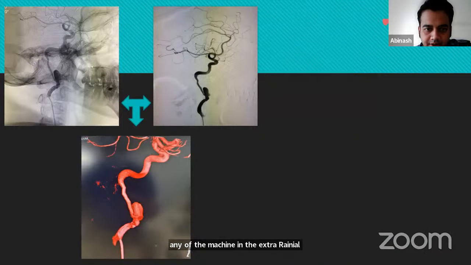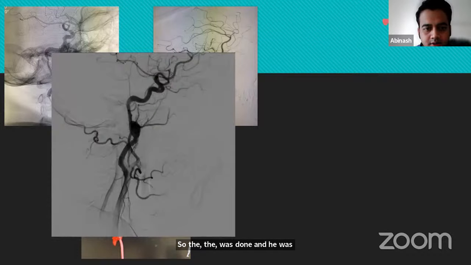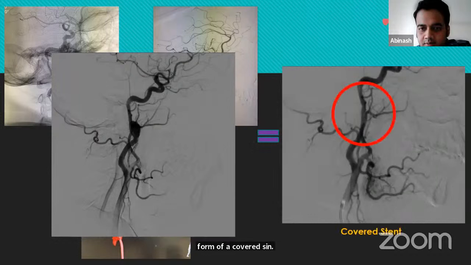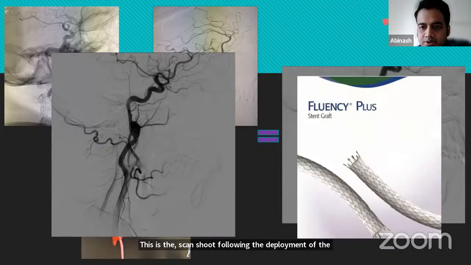So the DSA was done, and he was planned for endovascular intervention in the form of a covered stent. This is the scan shoot following the deployment of the stent. The stent we used is a Fluency Plus stent graft.